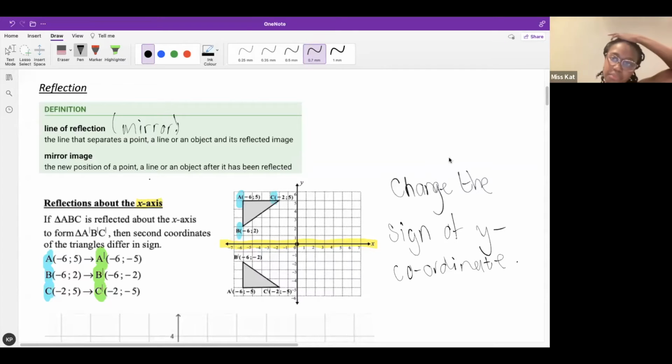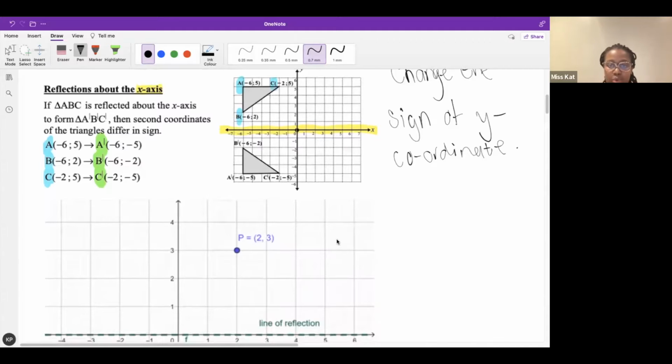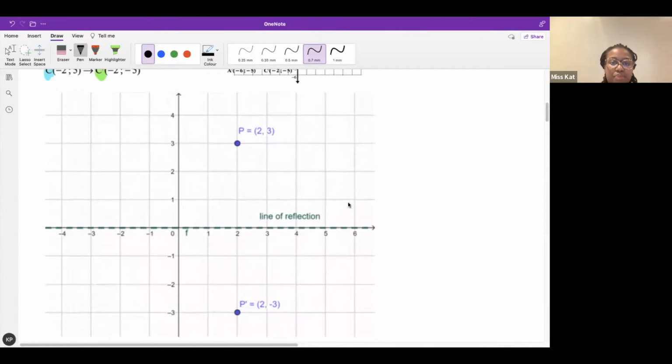What do you mean, Sai? Let me show you with a point. Maybe with a point it will make a little bit more sense. Look here, Sai. I'm telling you that my line of reflection is the x-axis, right? Which means it's this one. This is my mirror.